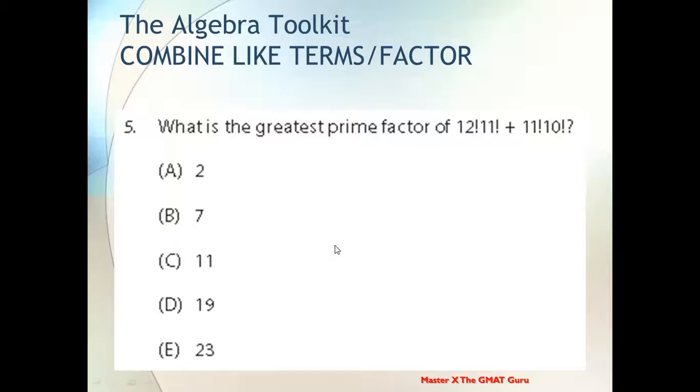Now, if you pay attention here, all of the answers are prime numbers. 2 is a prime number, 7 is a prime number, 11 is a prime number, 19 is a prime number, and 23 is a prime number. So they haven't given us an easy way out to eliminate at least 1 or 2 of the five answer choices immediately as wrong because they're not prime numbers, right? They've given us all prime numbers to choose from. So what is the greatest prime factor of this huge number?